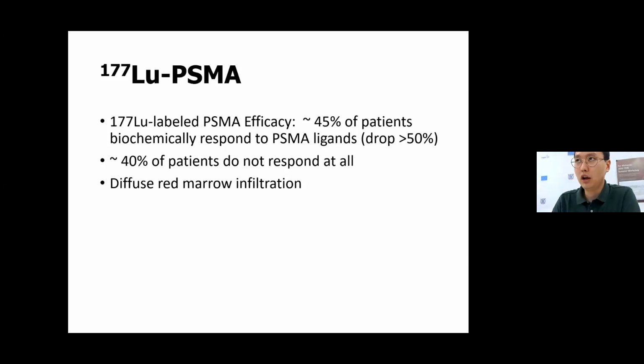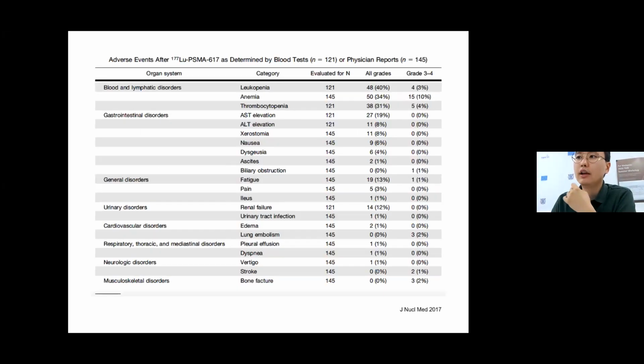which will induce a red marrow suppression of the marrow function. And actually, in adverse events after lutetium PSMA therapy, it has been reported that many grade 3 and grade 4 toxicities were reported for the organ system of blood and lymphatic disorders, which is related to the suppression of the marrow function.